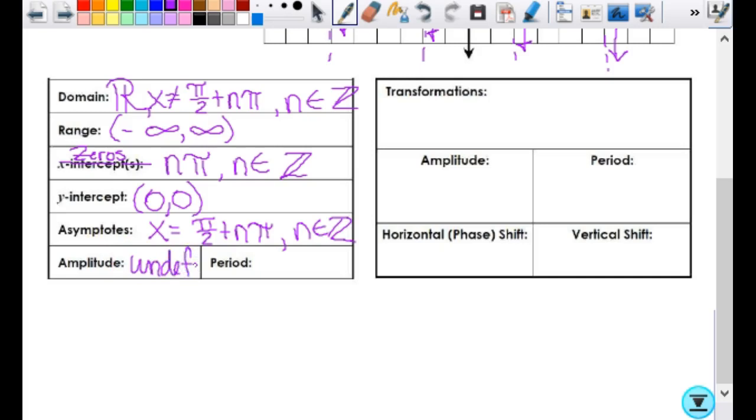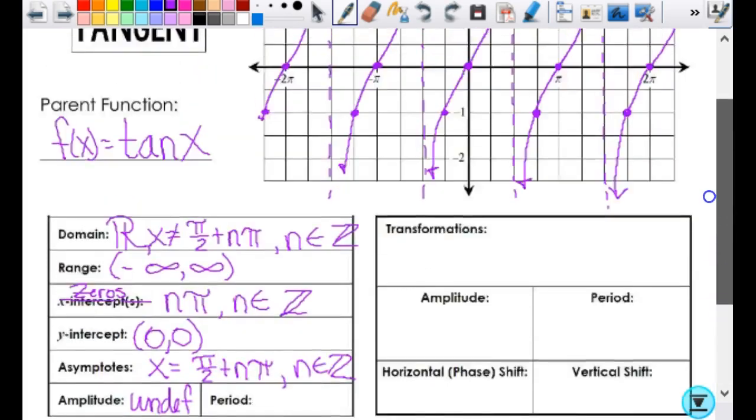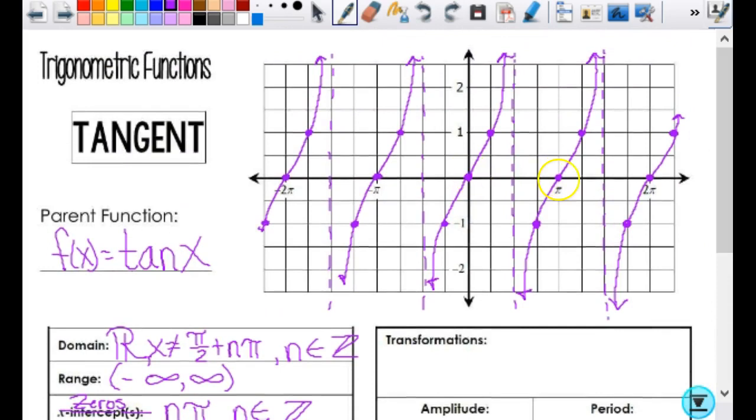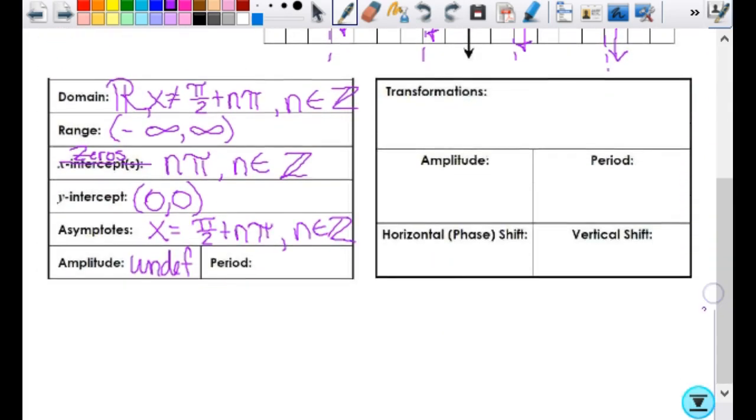What is one period of a parent function for tangent? How far do we go before we repeat? It's just pi, right? So it's only from here to here before it repeats, or you could look at between the two asymptotes, it's only pi for tangent. Okay. Your transformations, f of x equals a times the tangent of b times x minus c plus b.